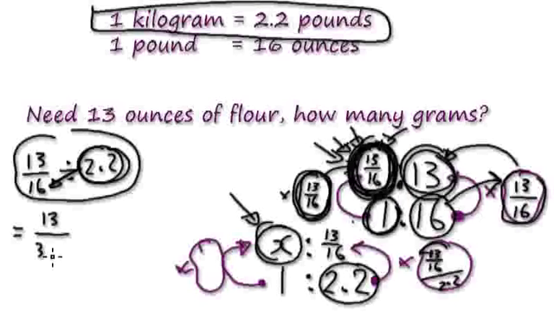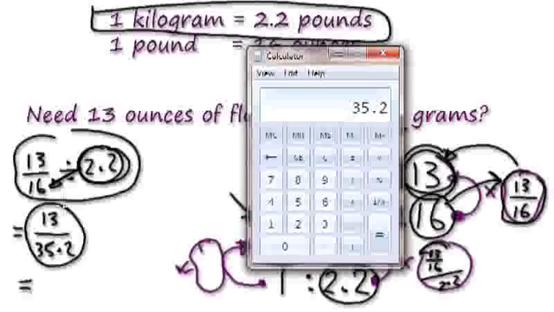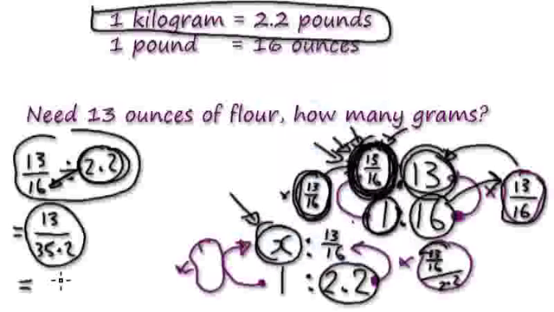35.2. I wanted to keep it as a fraction, but now you've got a decimal here, so let's just convert the whole thing into a decimal. So I want 13 divided by 35.2, which equals 0.369.